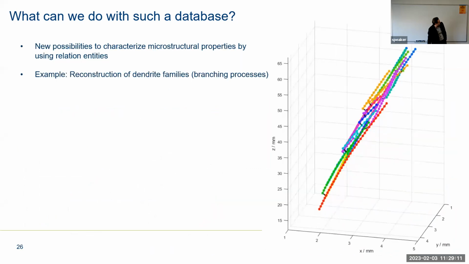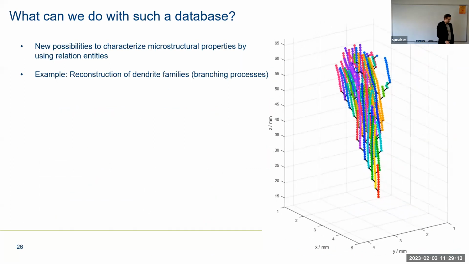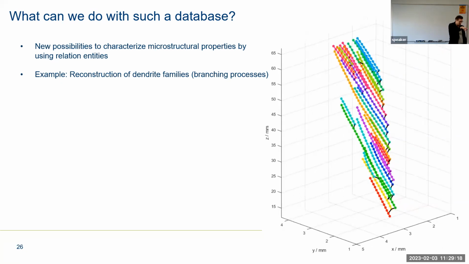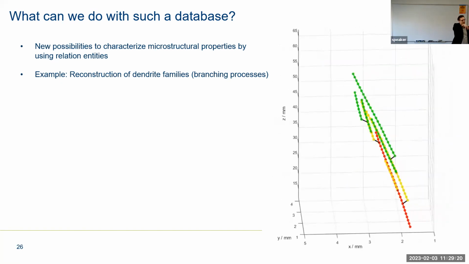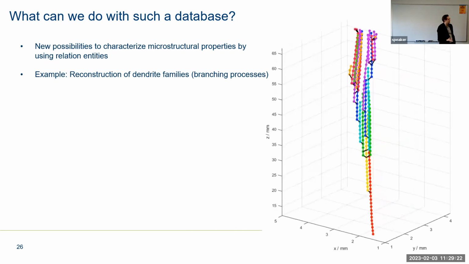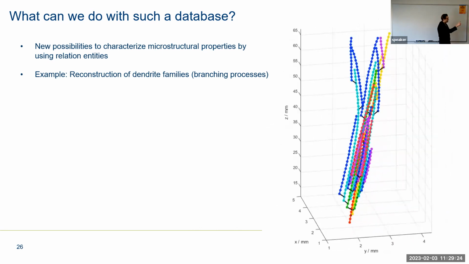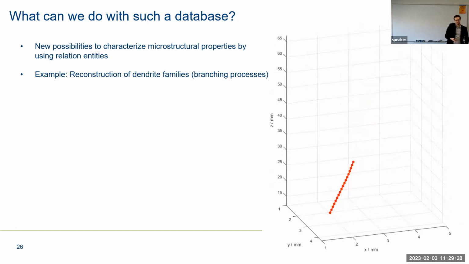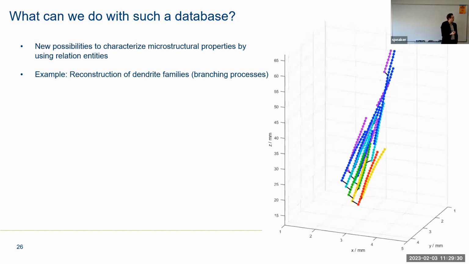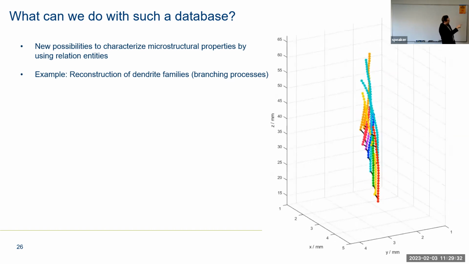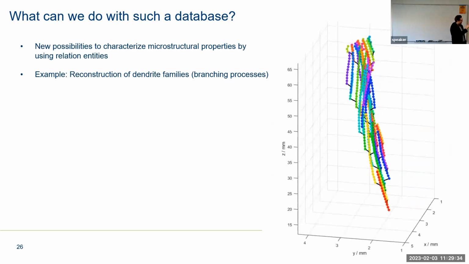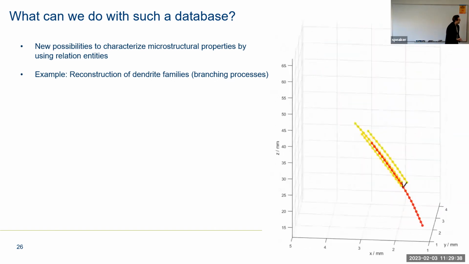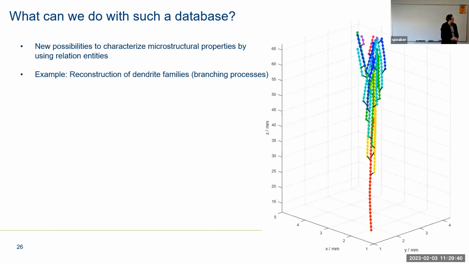But that's not all, right? Because I can do other things now, because we have not only identified the dendrites themselves, but also identified all their relations. So what we can do now is start with a dendrite and then iterate through all of its branching processes. In this way, we can reconstruct what we call dendrite families. So again, each line here is a dendrite, each color line, and it branches off, branches off, branches off. And now we get access to the nature of these dendrite families.